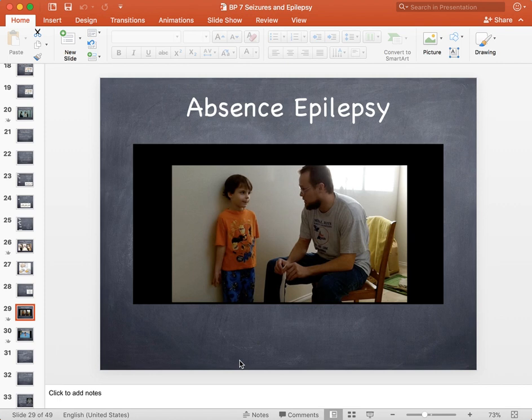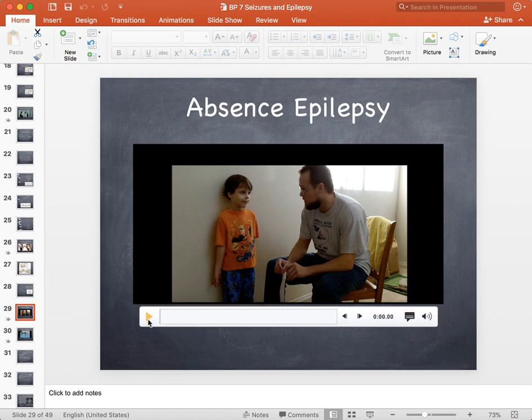So here is an example of a young guy who's got absence epilepsy. It can be precipitated by hyperventilation, as his dad is going to help demonstrate here. Able to maintain tone, oftentimes they'll still have some degree of automatisms, lasting less than 15 seconds.